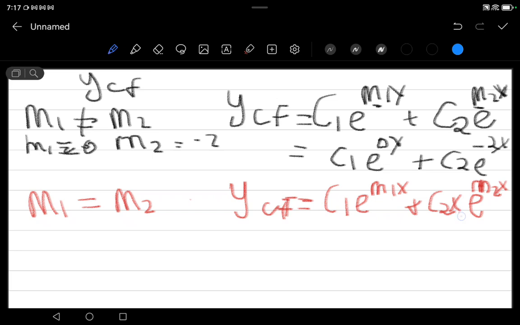So here we have x, and here we don't have x. It's just c times e, and then here it's c x times e. Okay, sharp. So let's say here our m1 is equal to 1, and our m2 is equal to 1. So the m's are equal, and our complementary function is going to look like this.